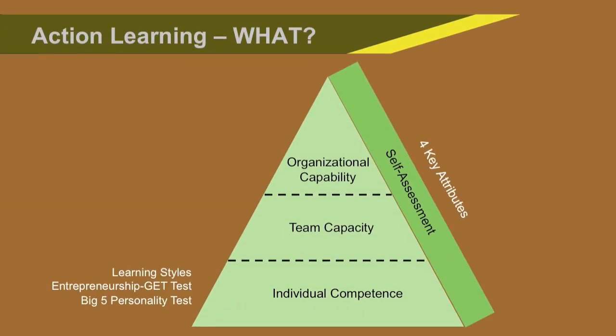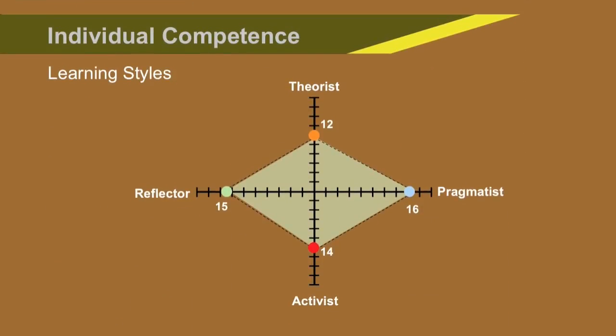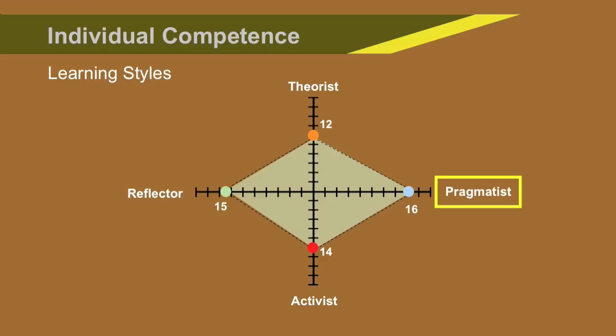The individual competence consists of 3 tasks. There are learning styles, entrepreneurship tasks, and Big 5 personality tasks. The first one is learning styles. The highest score of my learning styles is pragmatic. It means that I am a person who acts in a practical and straightforward manner. While the second highest score is reflector. It means that I think about things in detail before taking action and take a thoughtful approach.